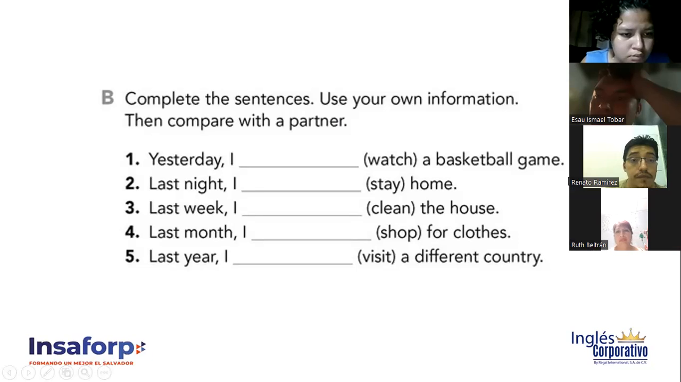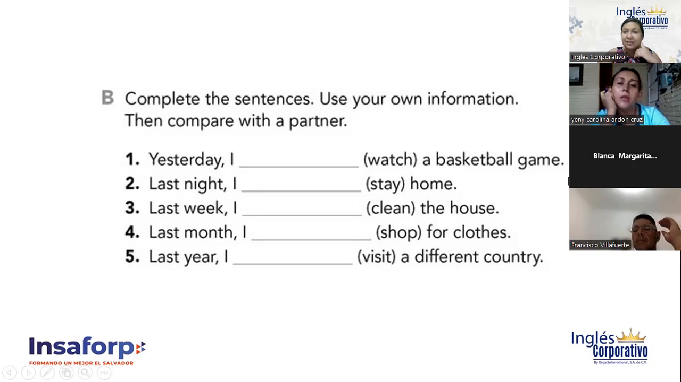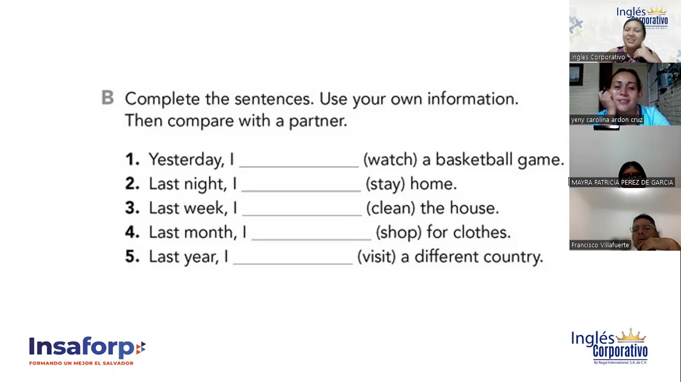Yesterday, I watched a basketball game. Okay, Jenny, how do you pronounce that word, verb? Watched. Yesterday, I watched a basketball game. A basketball game. Exactly. I watched, like T, right? Watched. Thank you, Jenny. Number two, another volunteer.